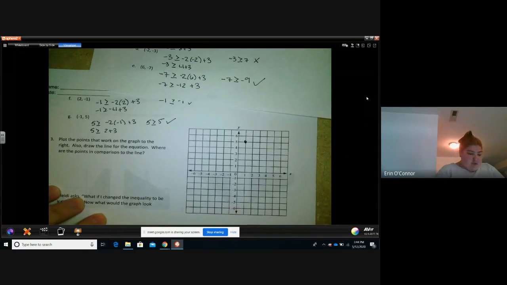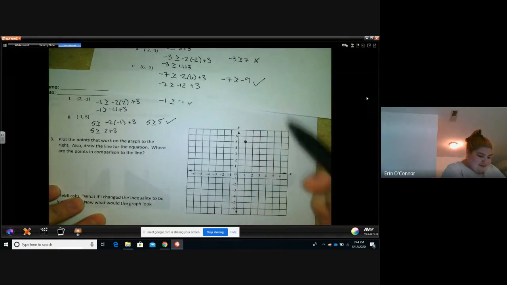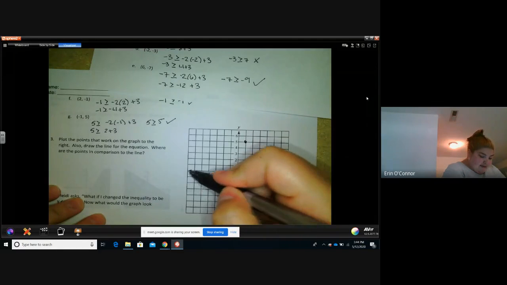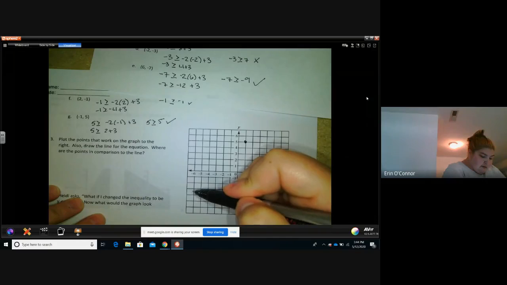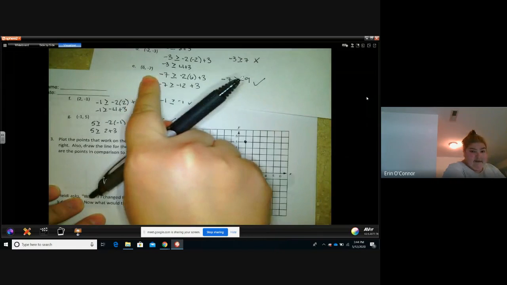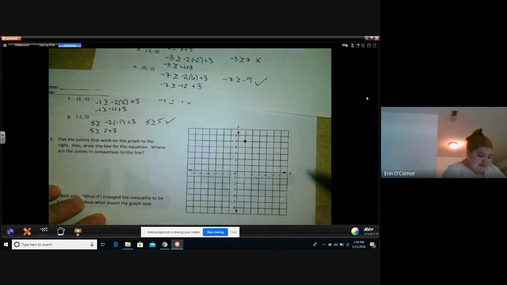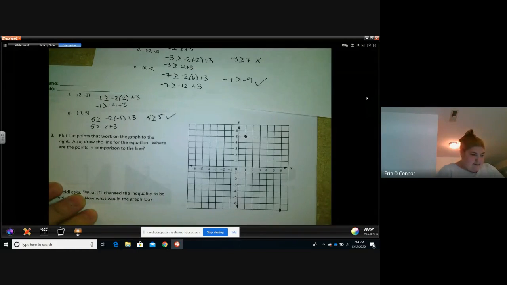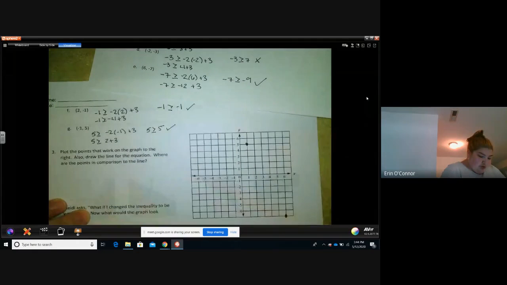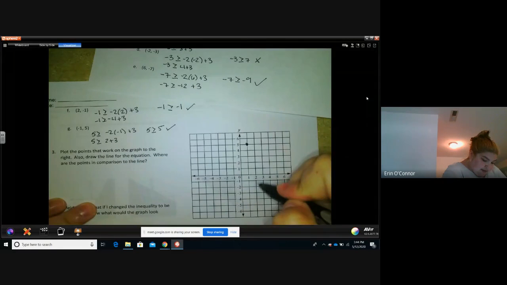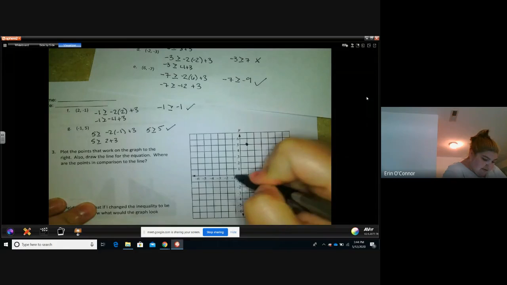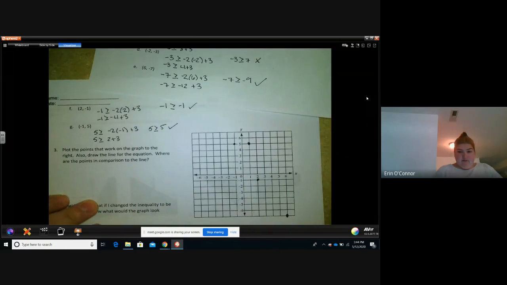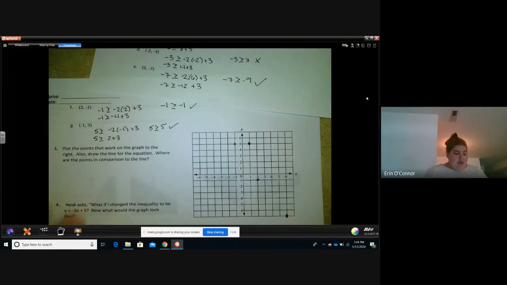Another point that works is negative 7, negative 9, negative 7. Oh, no, sorry. 6, negative 7. I was looking over here. 6, negative 7. So 6, negative 7 is a point that works. And then up here, 2, negative 1 works. 2, negative 1. And negative 1, 5 works. So those work.